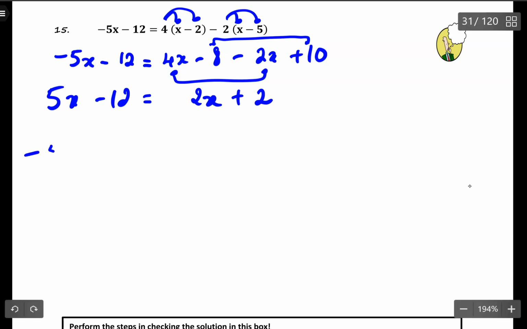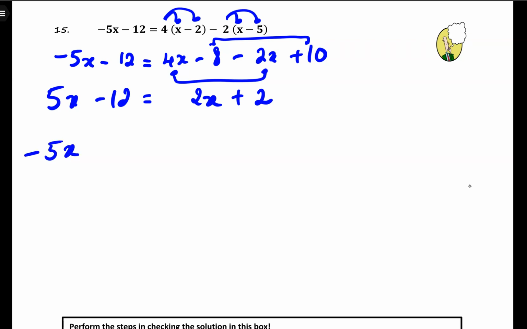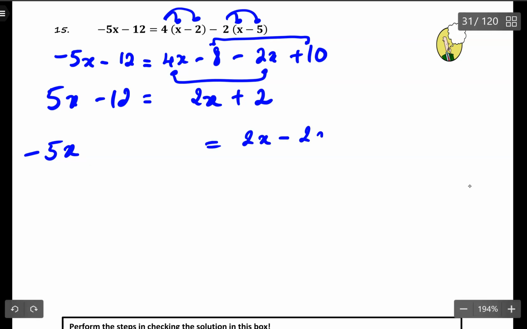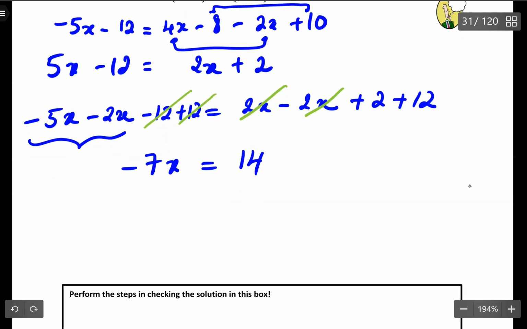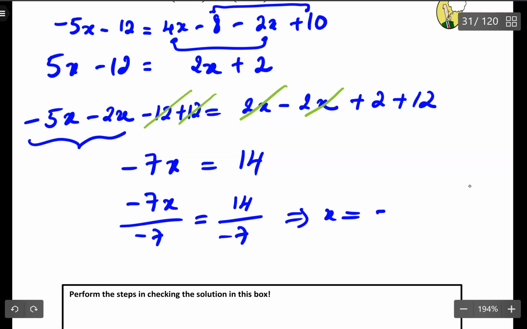My next step is to take 2x over to the side, so I will subtract 2x here, and this cancels out. Now I have the 12 on this side, I add the 12, and here's still the plus 2, I add the 12. So you see, I skipped a step, but it should be alright at this point, because everyone should be an expert now, I assume. Now this divided by negative 7, the answer should be x equal to negative 2.